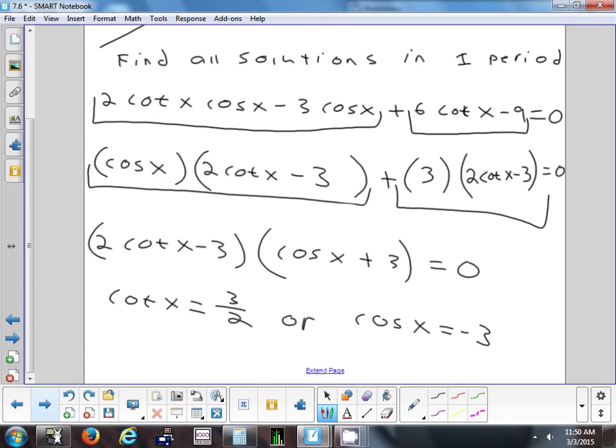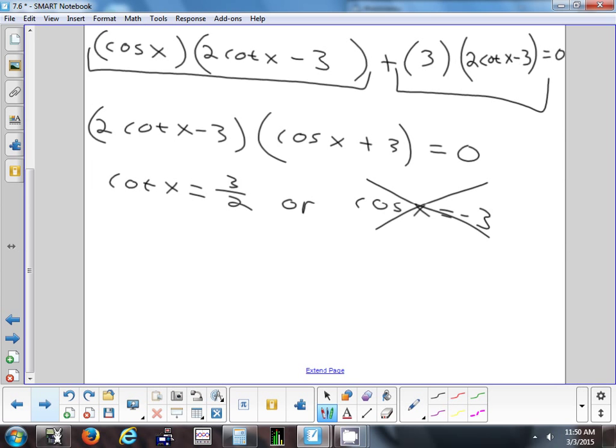So now we'd use inverse cosine on each side. Or I'm also asking you, where does the graph of cosine hit minus 3? Darren? It doesn't. Cosine is always between -1 and 1. It's not going to hit minus 3. So try inverse cosine of -3, you'll get an error.